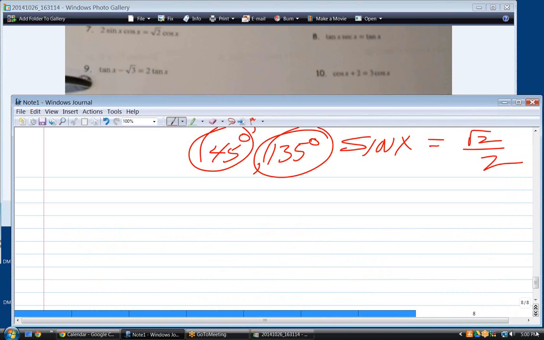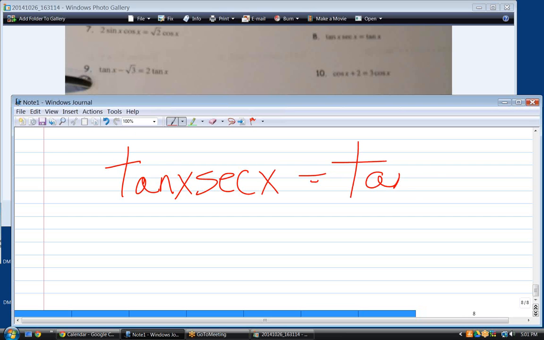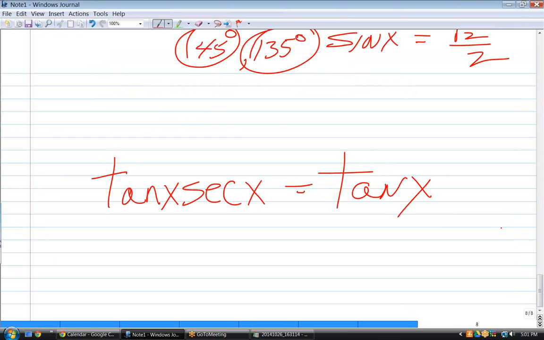Think algebra when you're trying to solve these. Even when you get to quadratic trig functions, think algebra. Very similar problem.